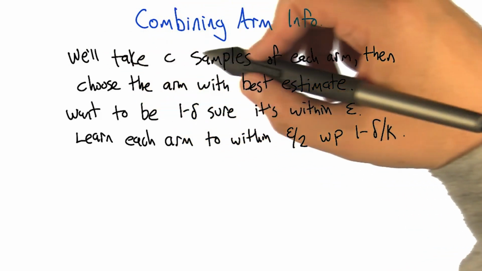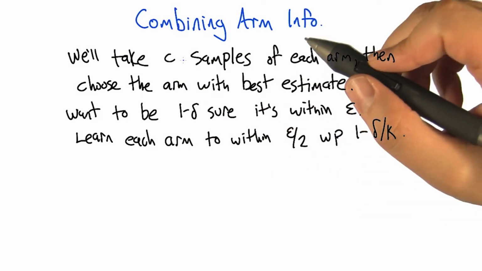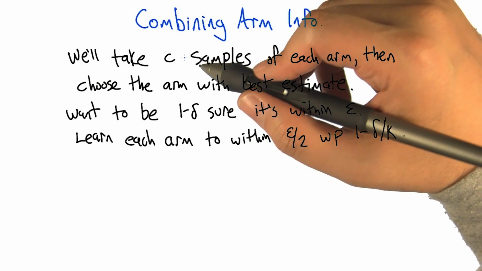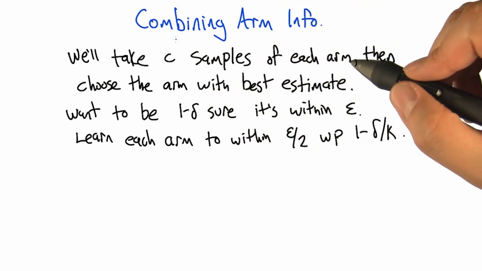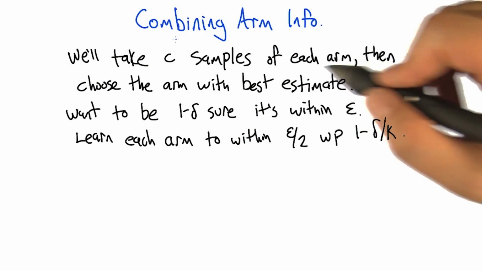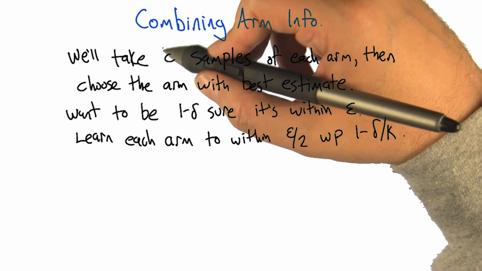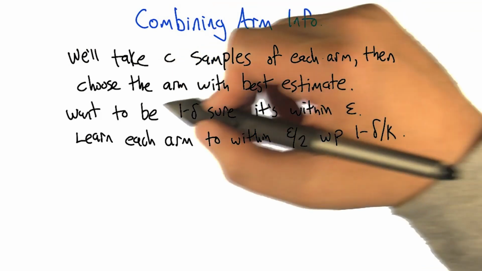And it goes like this. What we're going to do is take C samples of each arm for some value C. The C is going to be some function of epsilon, delta, k, that sort of thing. It's going to be some number that guarantees that we're some amount close with some certainty. And then after that point, we're going to choose the arm that has the highest estimate, the best estimate.